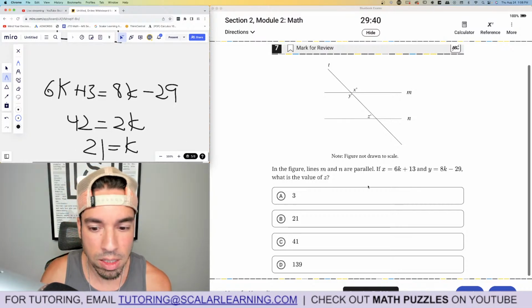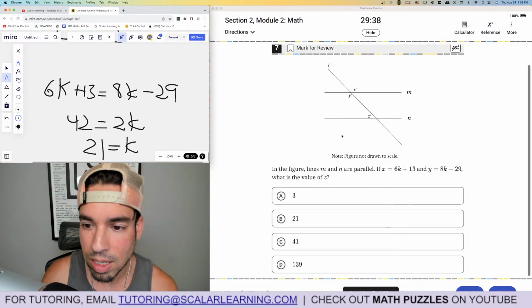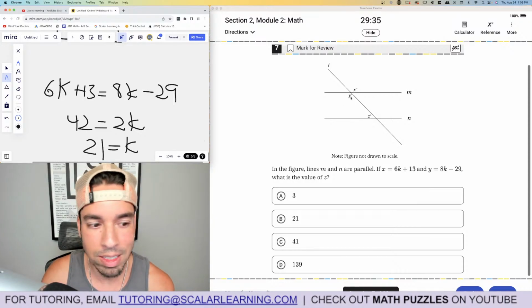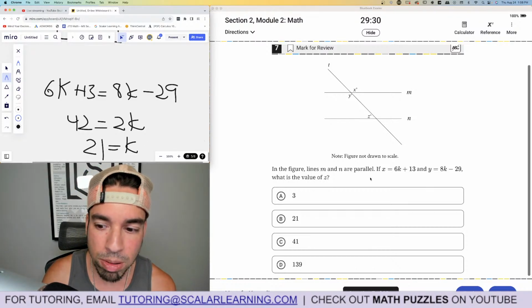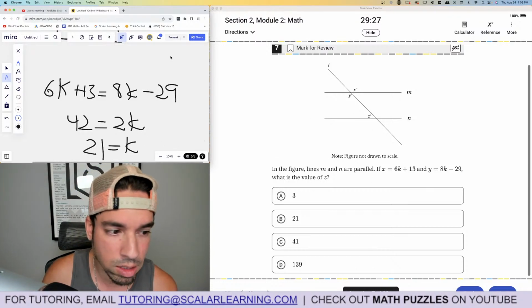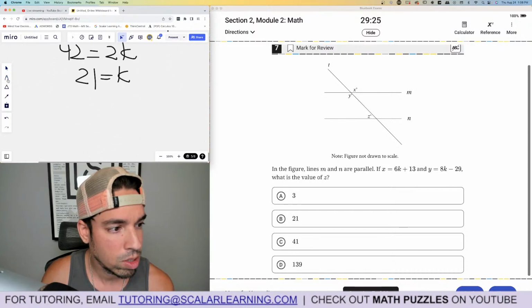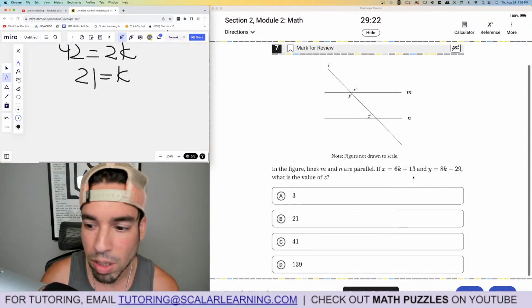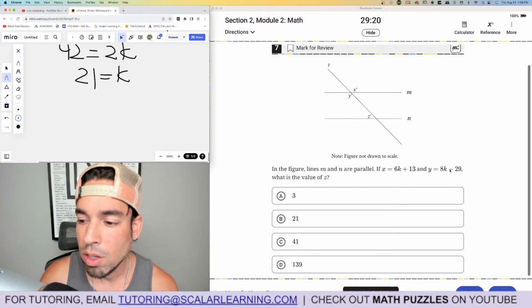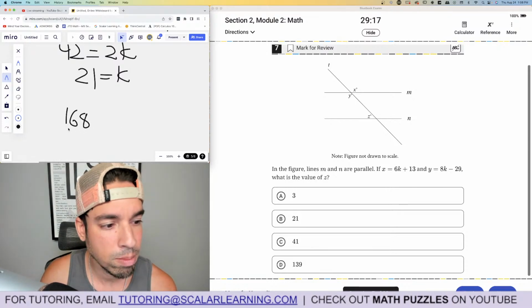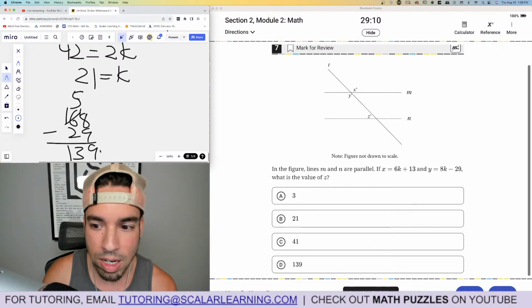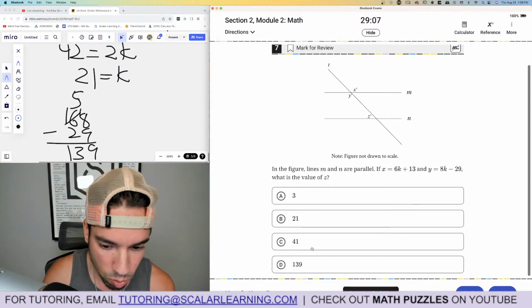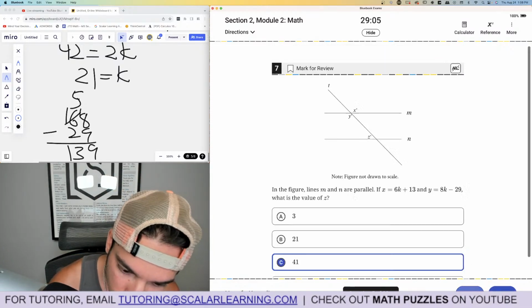All right, so k is equal to 21, so now we need a value for z. And by the way, z looks like it's actually supplementary to y because they're same side interior. So if we plug in 21 for k, we can figure out what y is and figure out what's supplementary to that. So hold on, let me do that here. So we plug in 21. Oh, for either because they're equal. 8 times 21 is 168 minus 29. I could use a calculator, but whatever. 139. So what's supplementary to 139 is 41. C is the winner. Boom, done. Wait, let me make sure they were asking for Z, right?